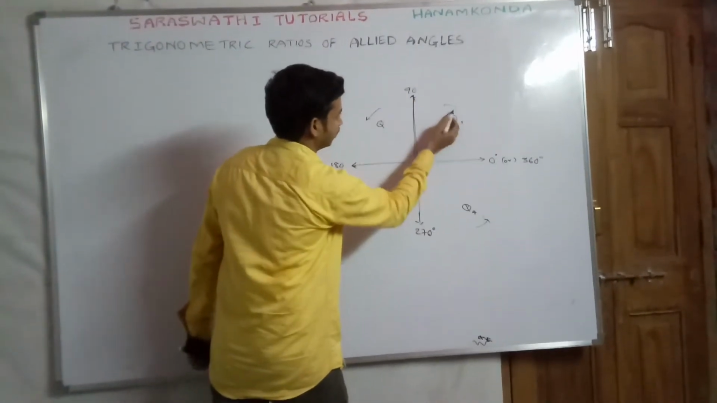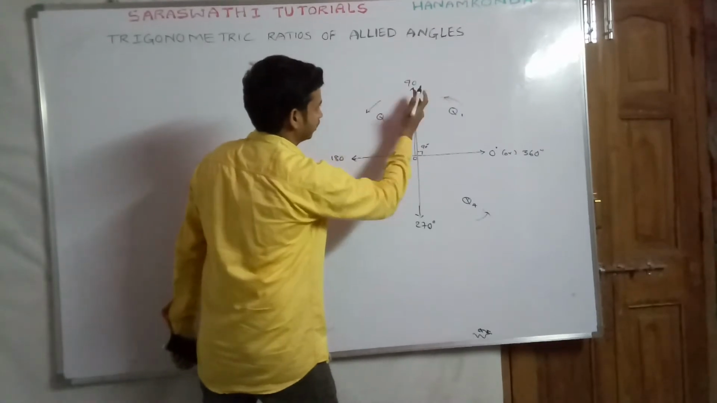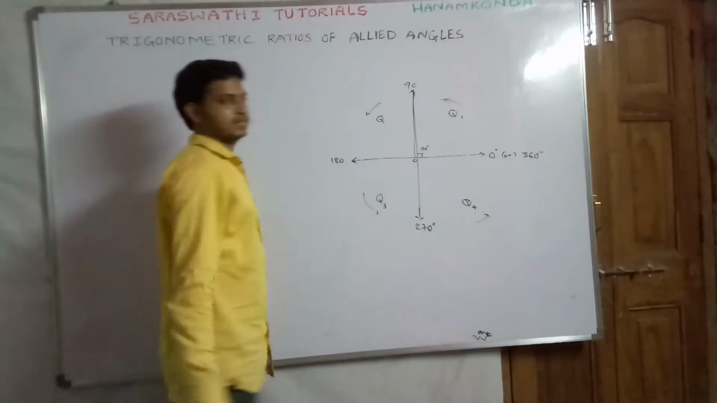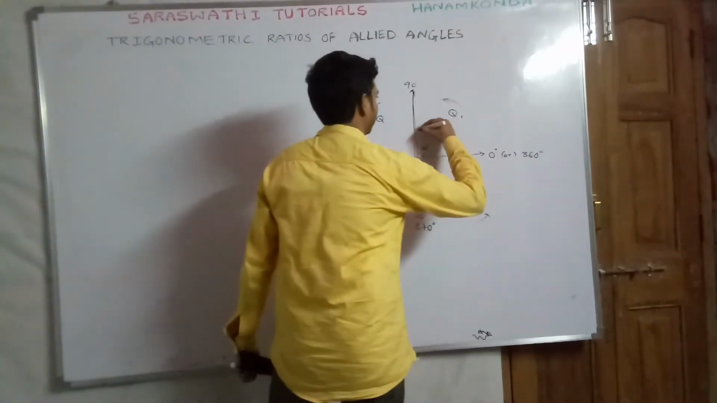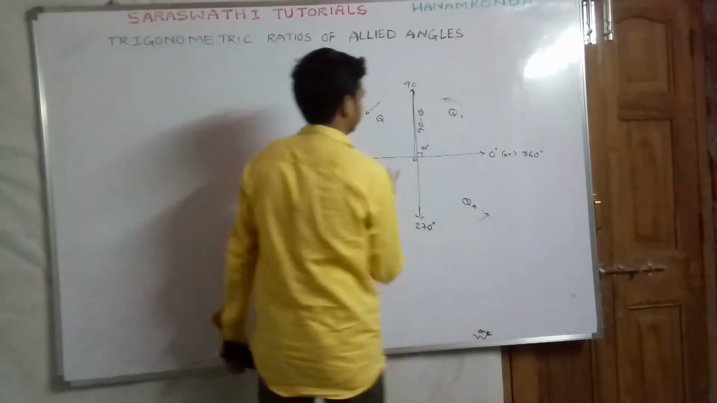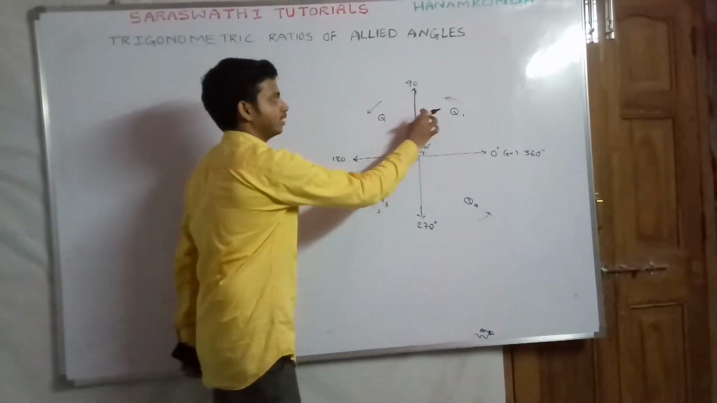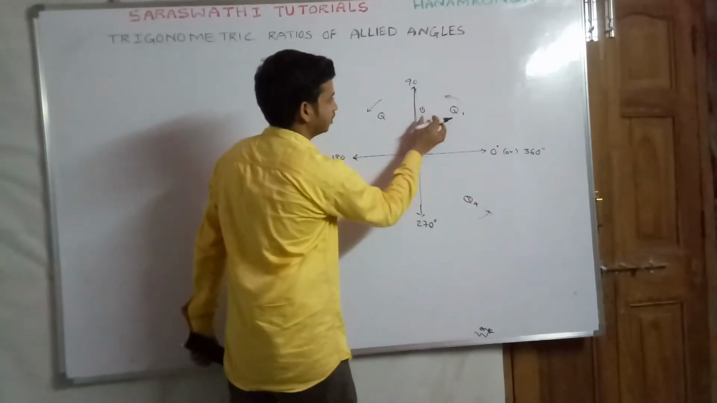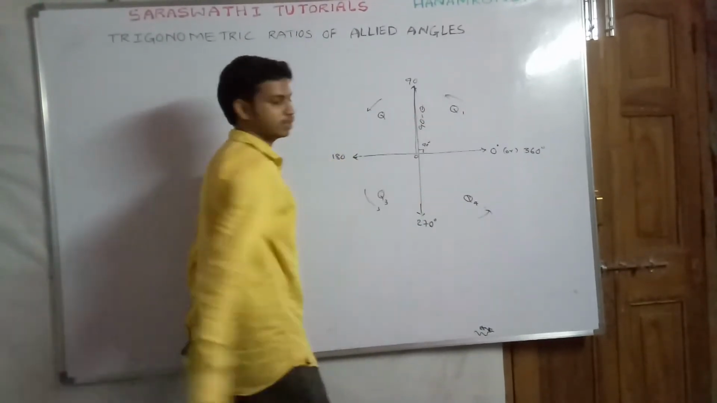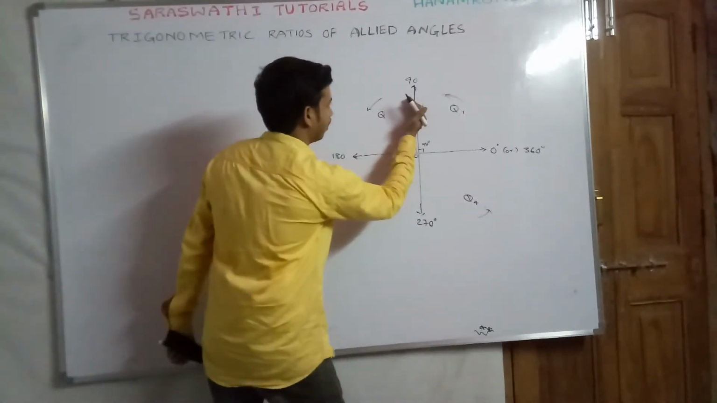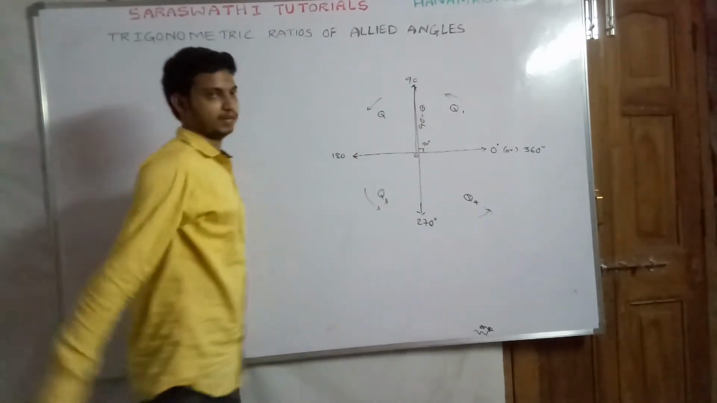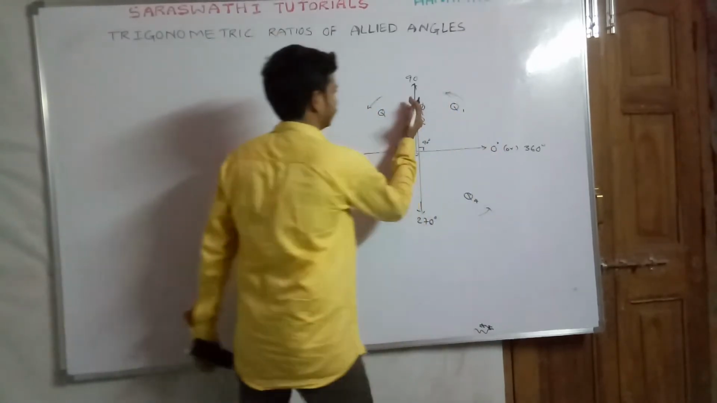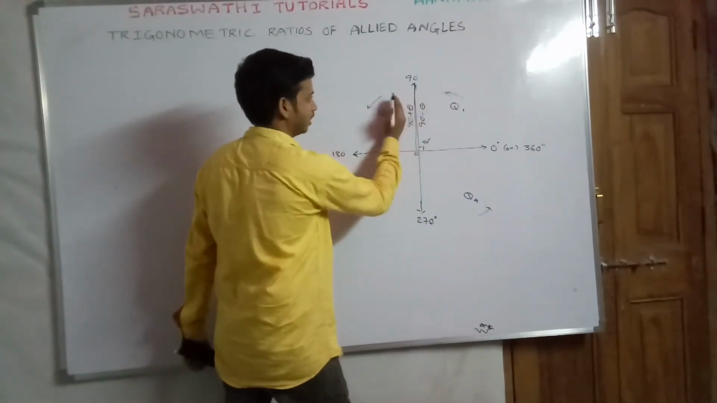The angle is measured in the anti-clockwise direction, so the angles before 90 degrees are less than 90 degrees, which we can write as 90 minus theta. If theta is 1, then 90 minus 1 is 89, in the first quadrant. If theta is 2, then 90 minus 2 is 88, also in the first quadrant. The angles after 90 degrees are greater than 90, so we write 90 plus theta.